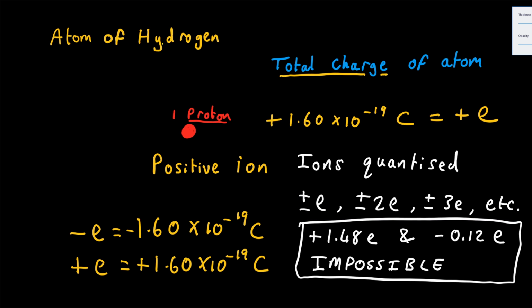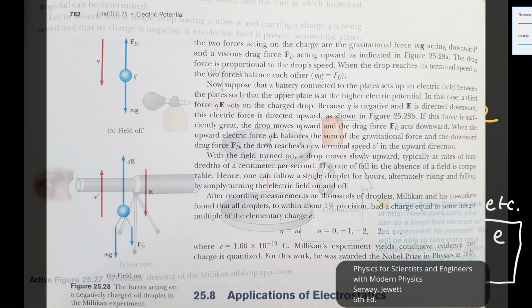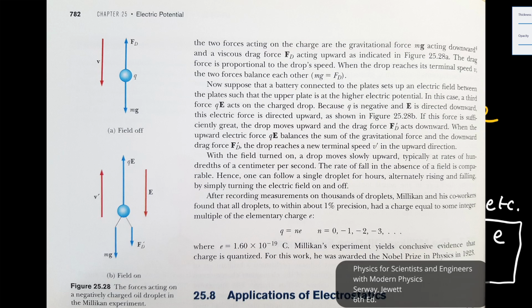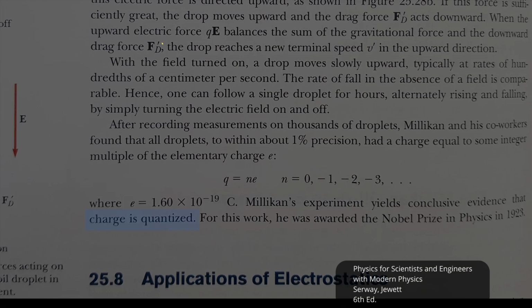So if you decide to study undergraduate experimental physics, you will do an experiment called the Millikan oil drop experiment, and you'll do this in your first year. This experiment demonstrated that electric charge is quantized, meaning it exists in discrete units, and that the charge of an electron is a fundamental constant.